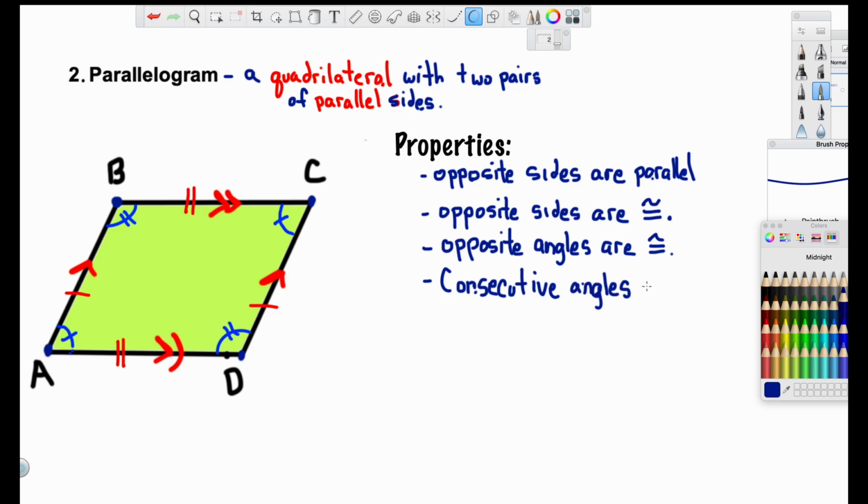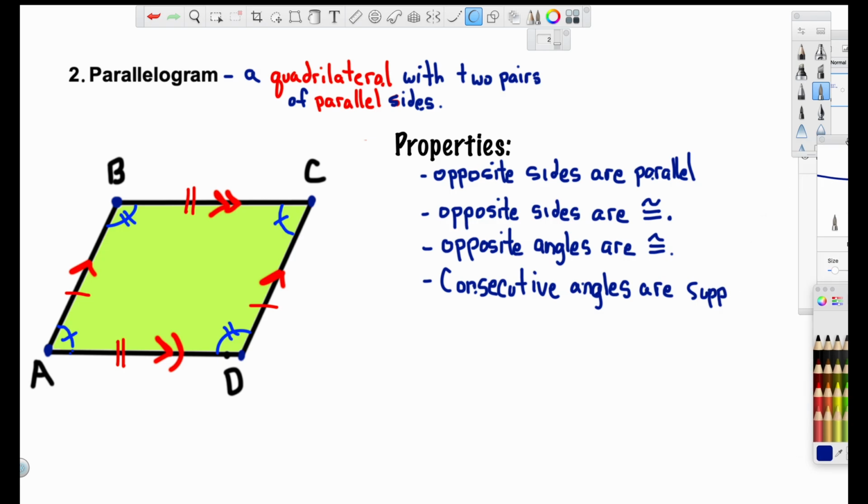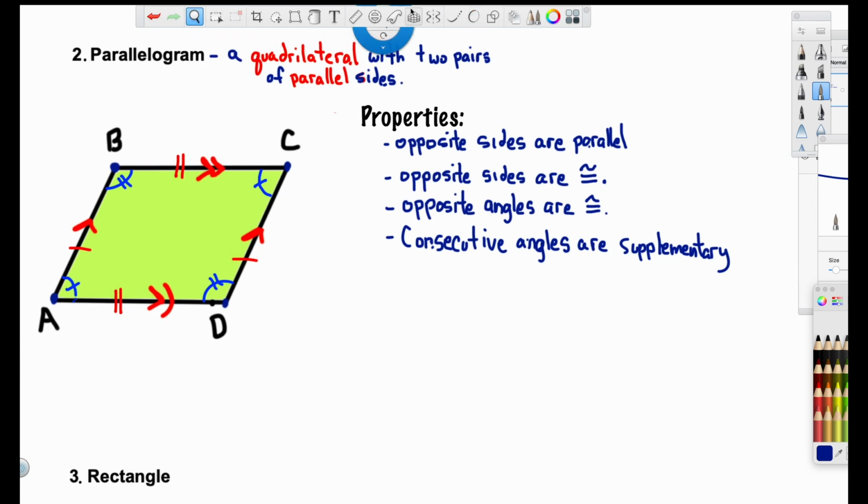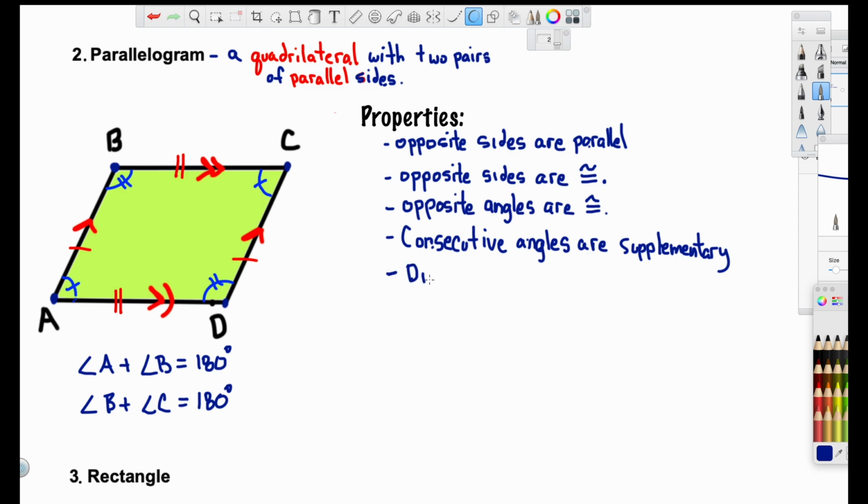So we have some parallel lines and transversals happening here, and we're getting some same side interior angles in this situation. So we know that angles A and B are going to be supplementary, and B and C. And we can also say angles C and D, and D and A if we wanted. Consecutive means angles that are right next to each other, like consecutive numbers would be 1, 2, 3.